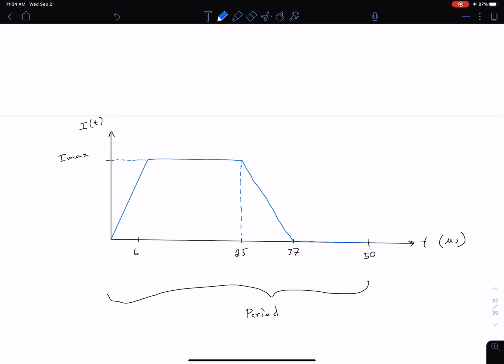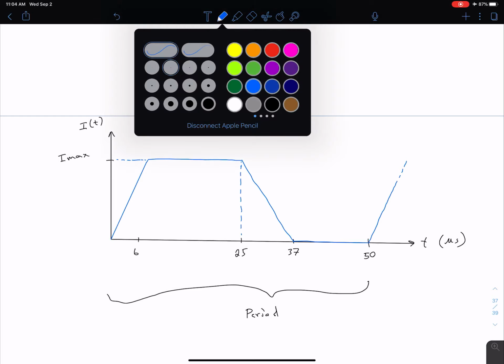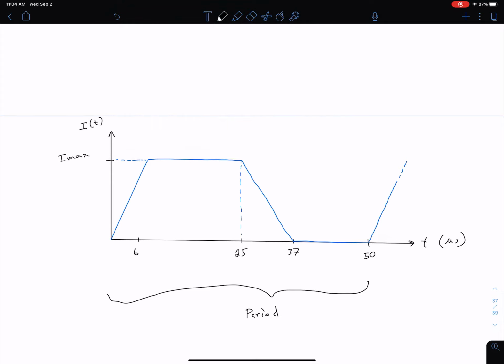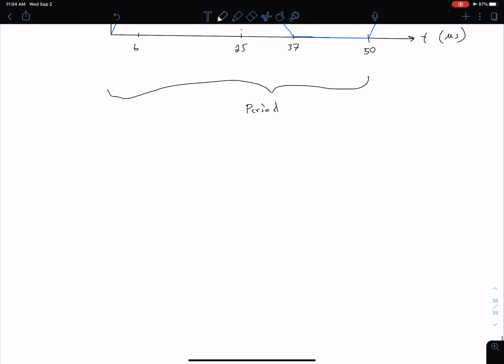And then we just repeat this process over again. So then we're increasing back up towards our I max. So that's what our switching waveform would look like. Now let's plug all these values into our P dissipated equation and see what we get for that value.